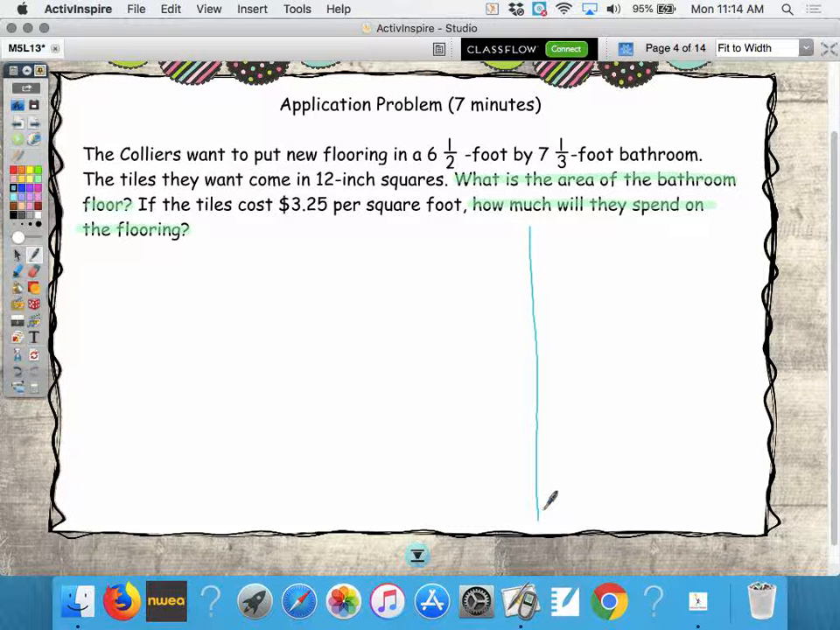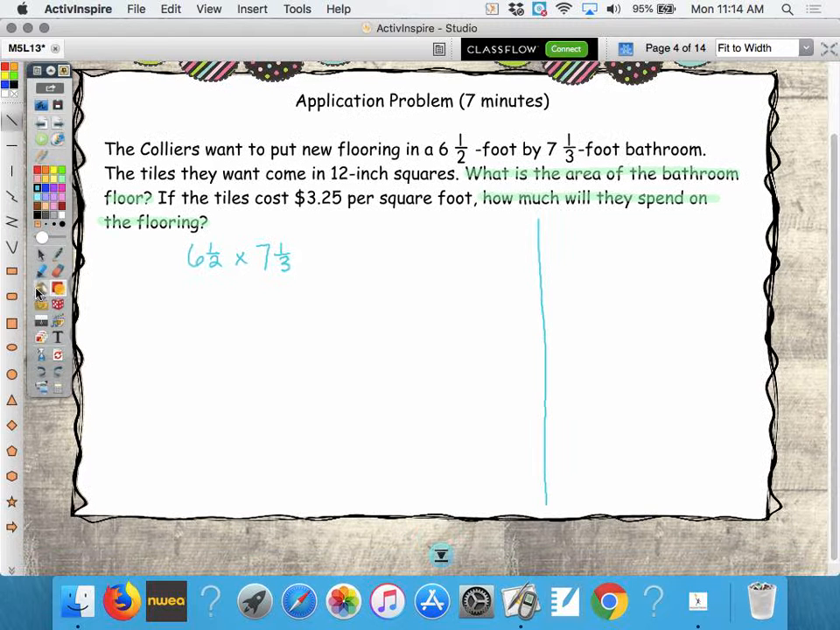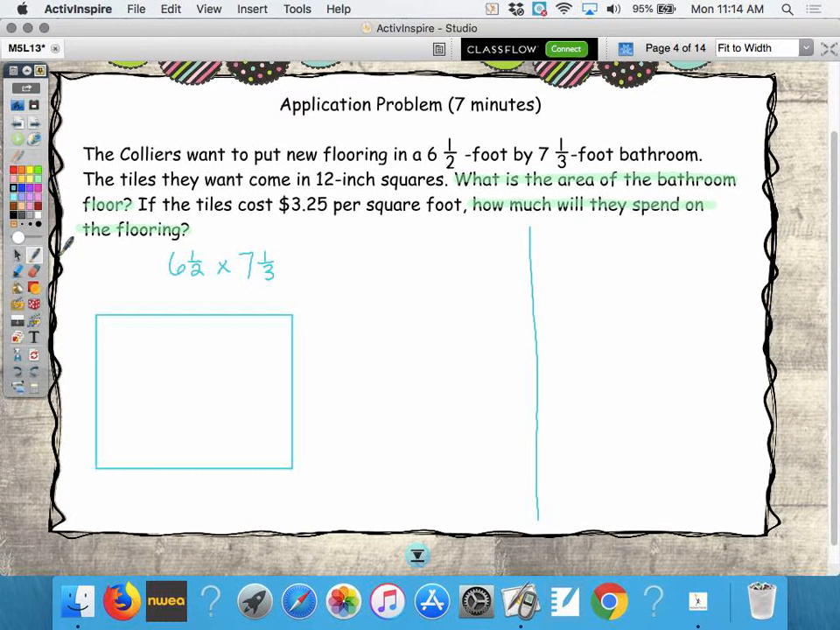What is my multiplication problem, Jair? 6 and 1/2 times 7 and 1/3. And remember, I'm leaving out those measurements in my problems. I'll put it on the area model, but there's really no reason to have it in the problem right now. We'll just make sure we write it on our answer, okay?